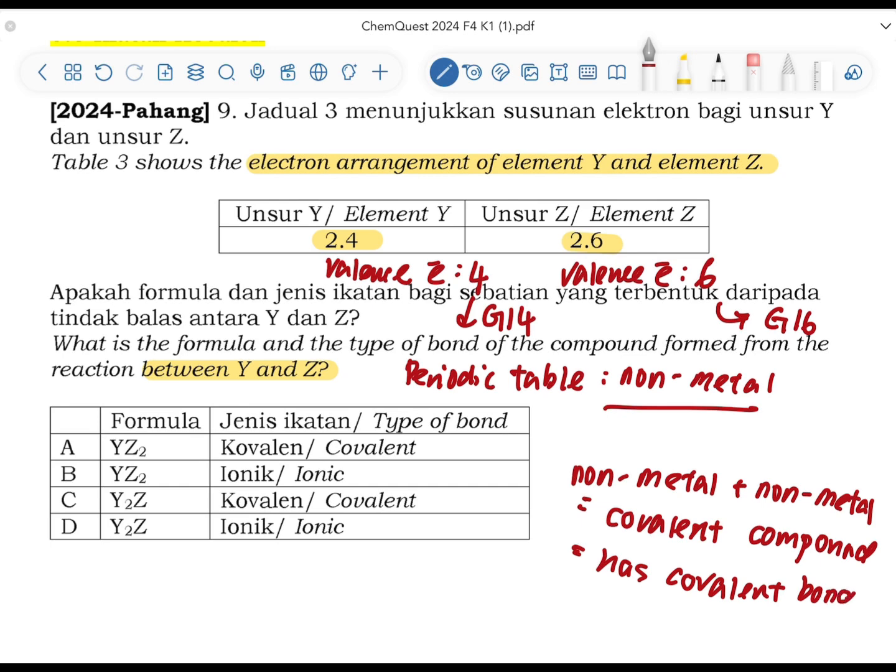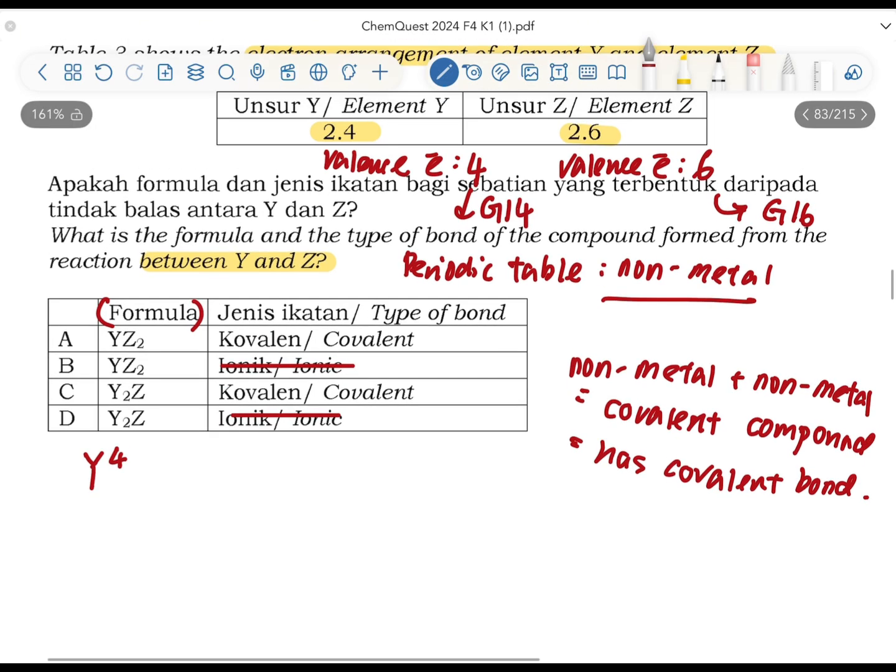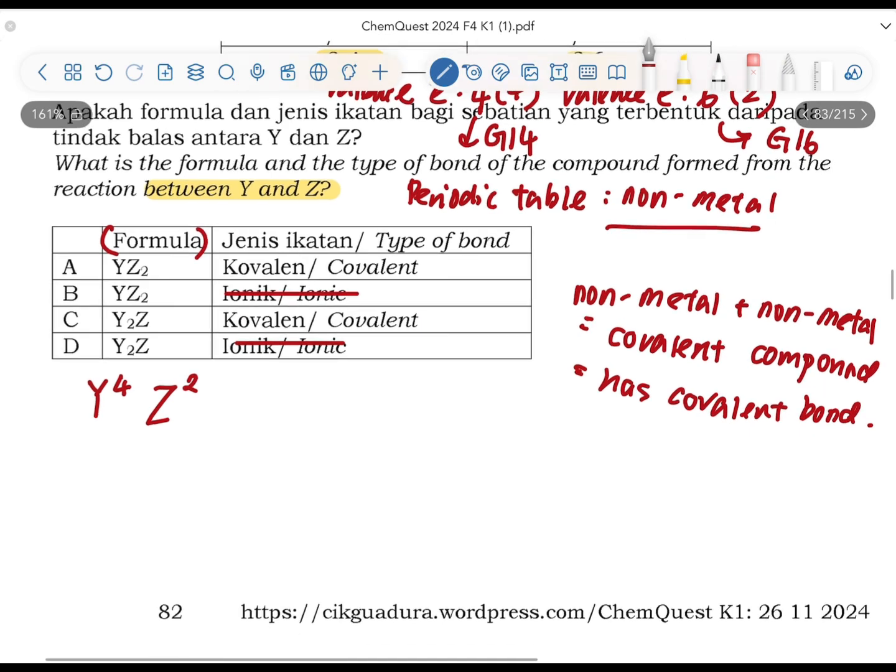So we can first look at the options. The answers give us, okay, so we can cancel the ionic bond, which is B and D, and we are going to determine the chemical formula. So Y is actually 4. Why 4? Because it still lacks 4 to achieve the stable octet electron arrangement. Meanwhile, for element Z, it lacks 2 valence electrons to achieve the stable octet electron arrangement.